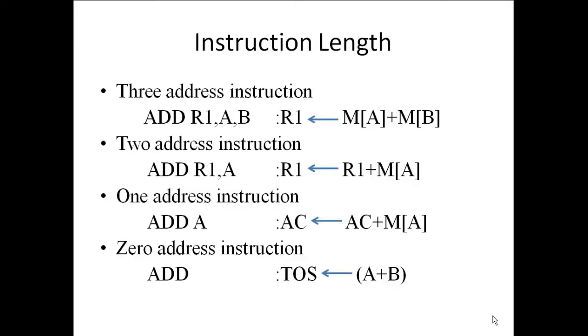Okay. Then the length of the instruction. There are four types of instruction length: 3 address instruction, 2 address instruction, 1 address instruction, and 0 address instruction. The length of the instruction is based on the number of addresses. Address means the address of the operand. Then the 3 address instruction, there are three operands to be considered: 2 for the source address and another is the destination address. The source addresses hold the addresses of the 2 operands, and the destination address is where, after the execution, the resultant value will be stored.